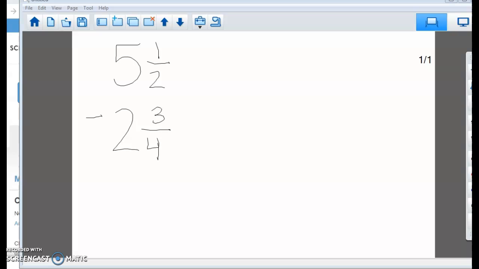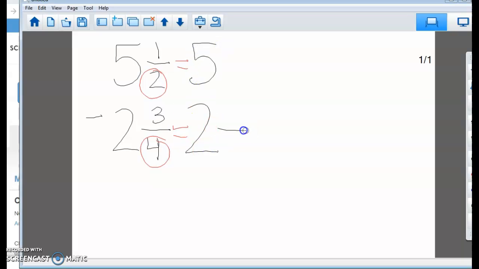So I'm noticing that 2 and 4 are unlike denominators. So I'm going to go ahead and set up my new denominators over on the side. I'll move over my whole numbers like we know to do, and I'll get ready. I know that the LCM of 2 and 4 is 4, so I'll go ahead and get that ready.